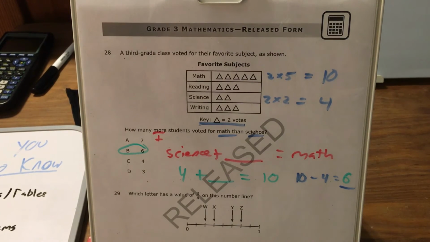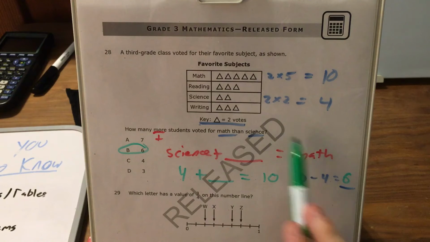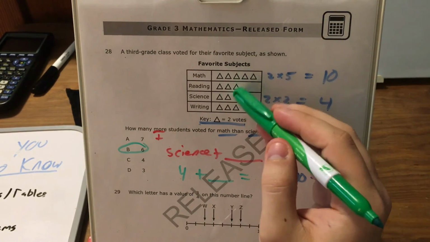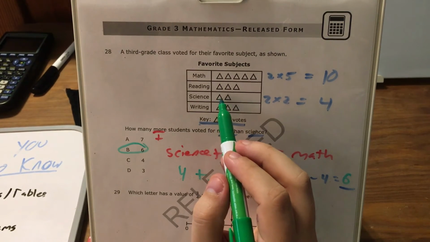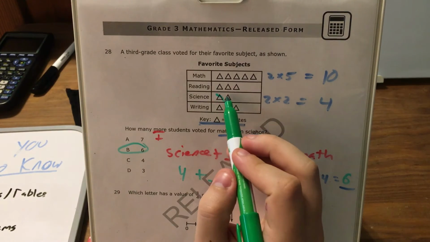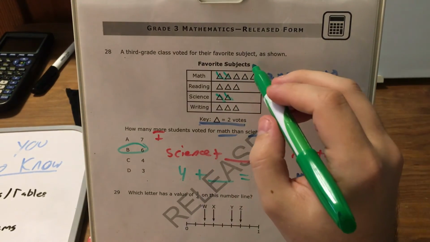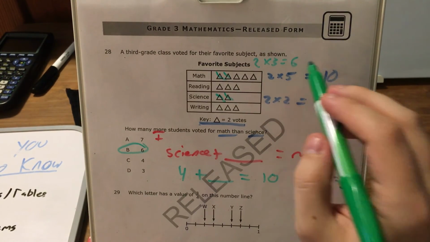Another trick you can use for this, if you don't want to do all of this, even though I believe this is the best strategy because it has you practice translating a problem, which is very important for any grade. When you look at your math and science, you can say, oh, there's 2 triangles for science, and I see 2 triangles for math, so I'm going to cross out the science ones, cross out the math ones. That leaves me with 3 of these triangles left, and 2 times 3 equals 6.